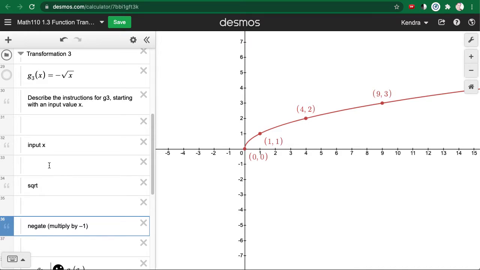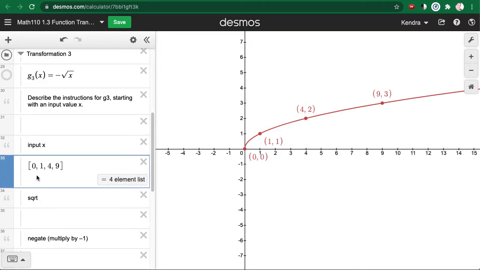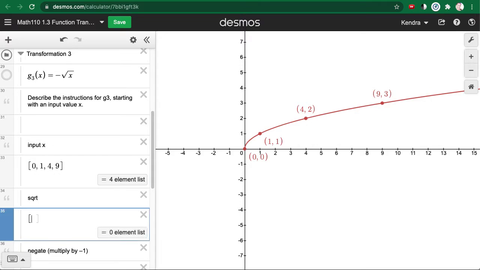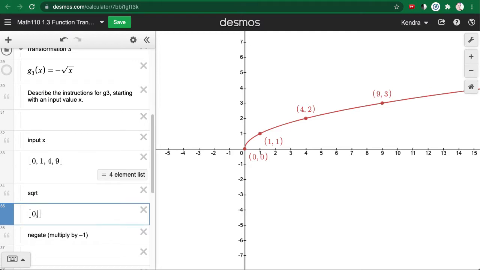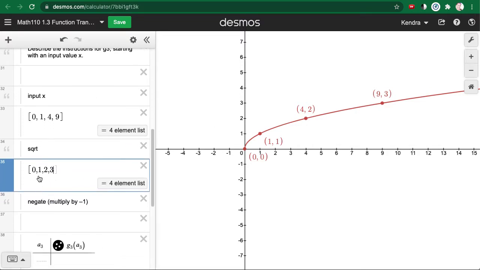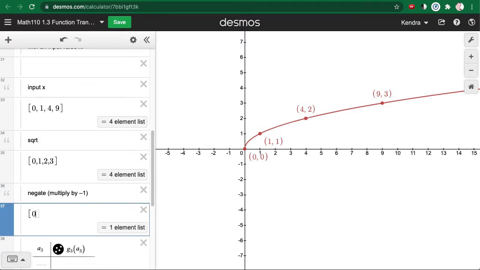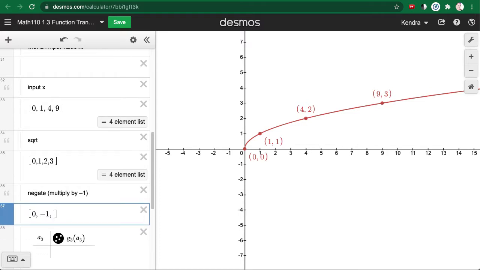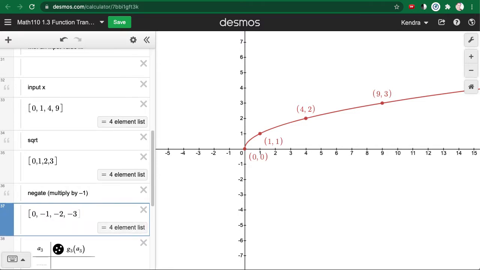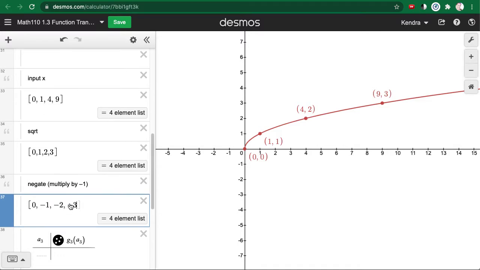Okay, so let's put our standard inputs here. We're going to take the square root of those input values. Square root of 0 is 0, square root of 1 is 1, square root of 4 is 2, and square root of 9 is 3. Okay, and then we're going to take the negative of each of those numbers. So it will be 0, -1, -2, and -3. So with an input of 0, 1, 4, and 9, we should get an output of 0, -1, -2, -3.